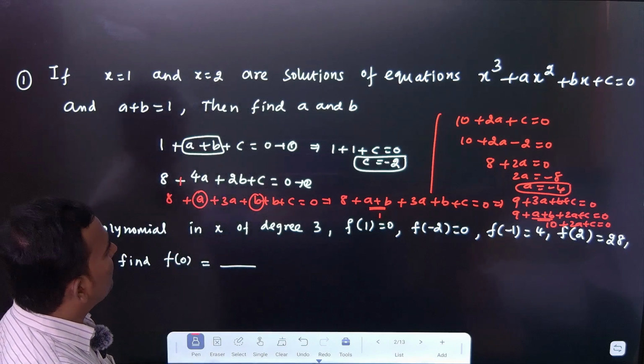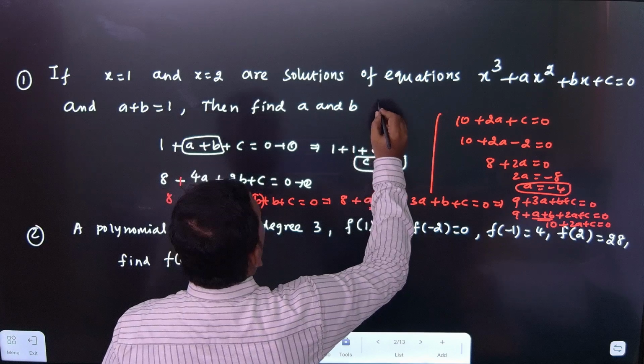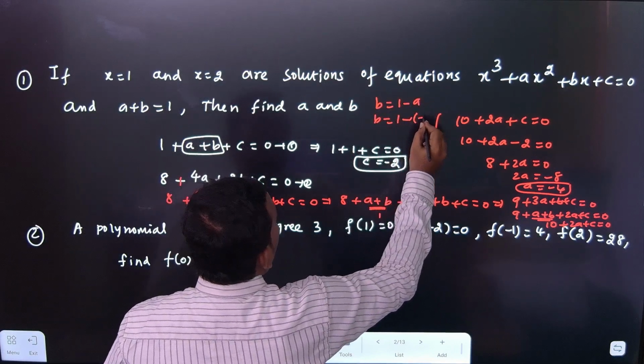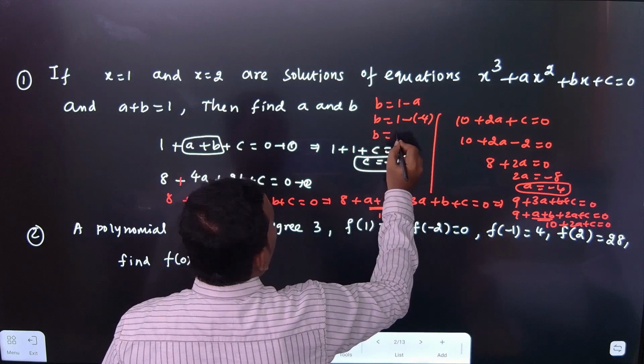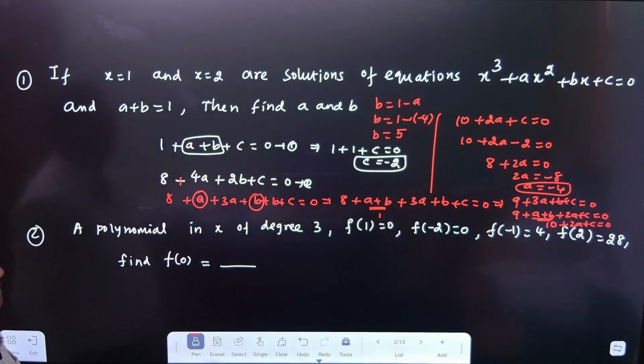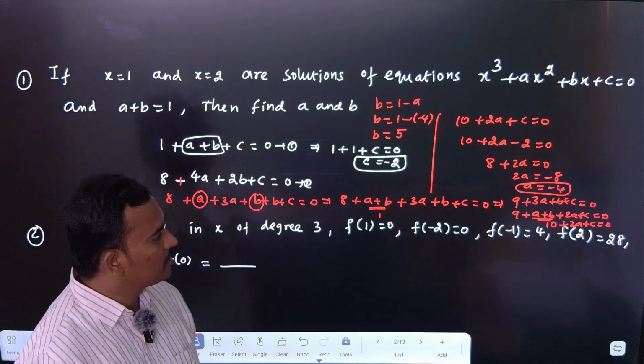What about b? But you know that b is equal to 1 minus a. B is equal to 1 minus of minus 4. This is b is equal to plus 5. Okay, a is minus 4, b is plus 5. I hope everyone understands this one, right?